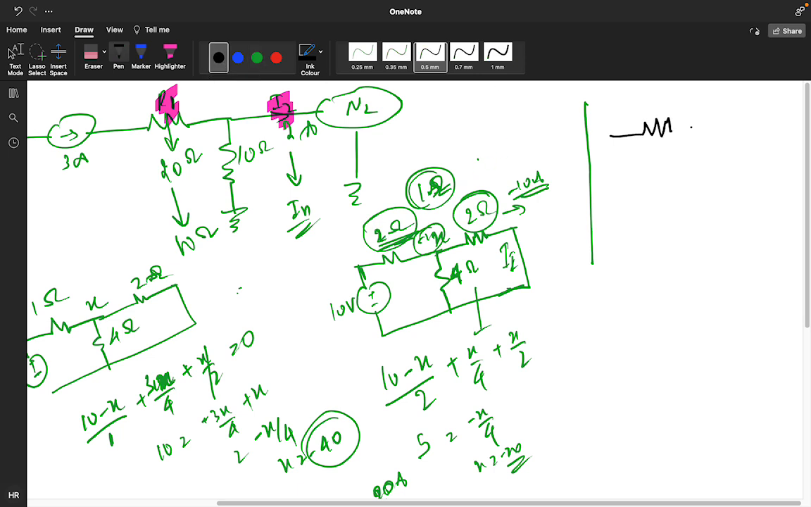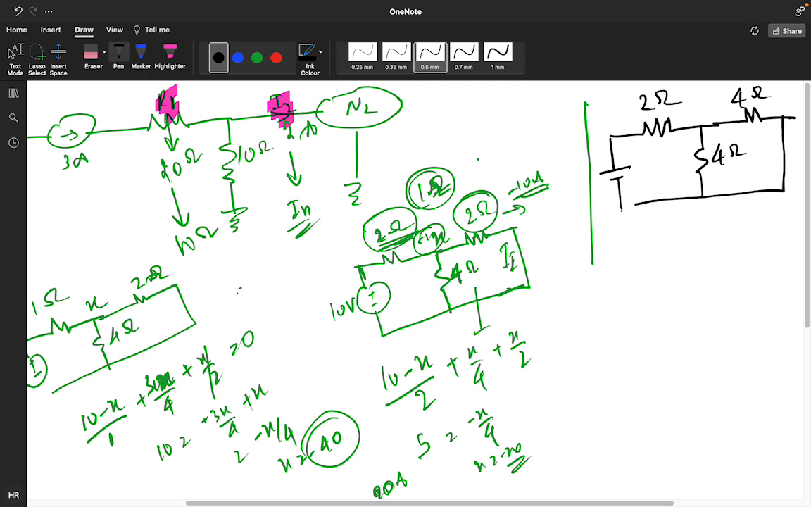Suppose this is your 2 ohm resistor. This particular branch is your 4 ohm resistor. Suppose I am taking a 4 ohm resistor, and this is your battery, it is a 10 volt battery. Okay, now what I am saying, this is your 2 ohm, this is your 4 ohm, this is your 4 ohm. This is your first circuit.